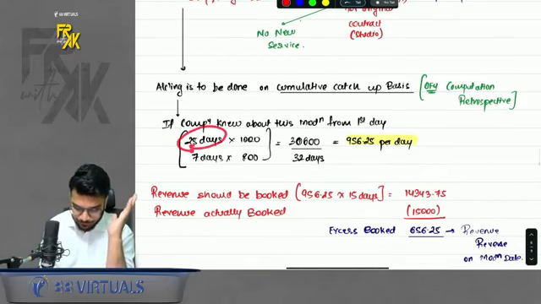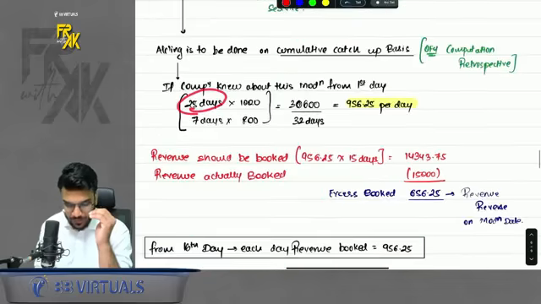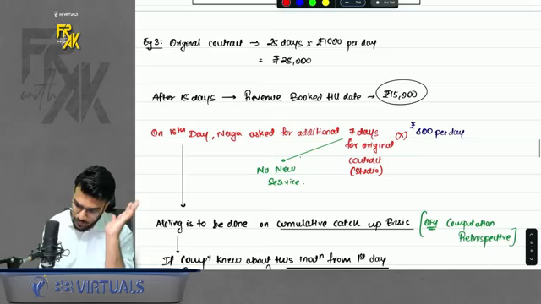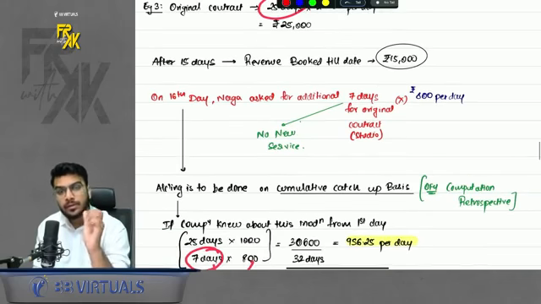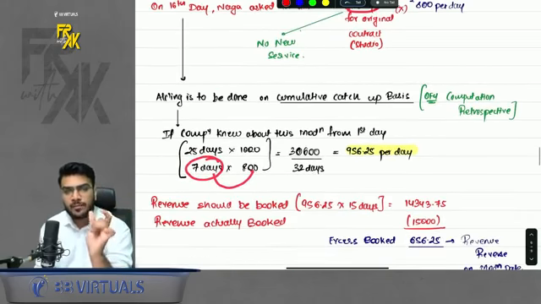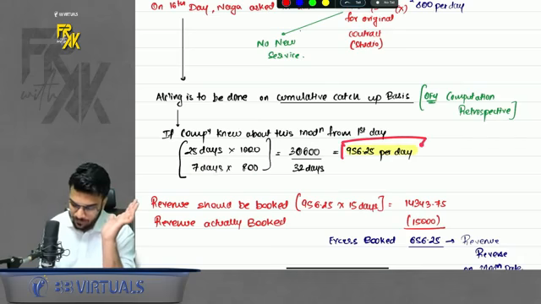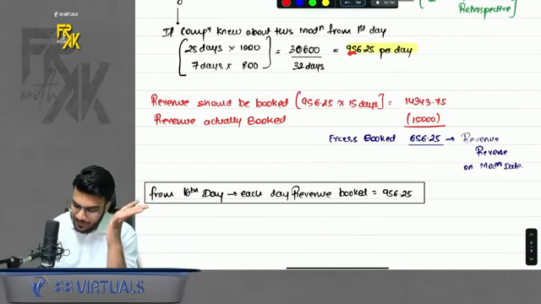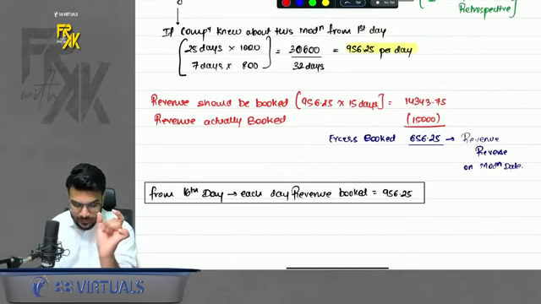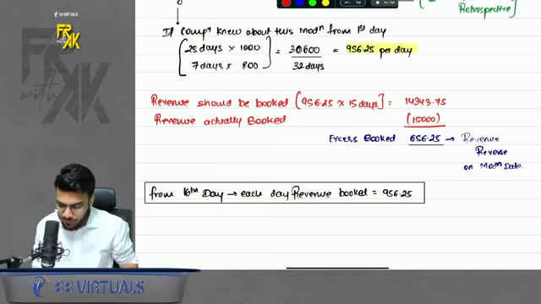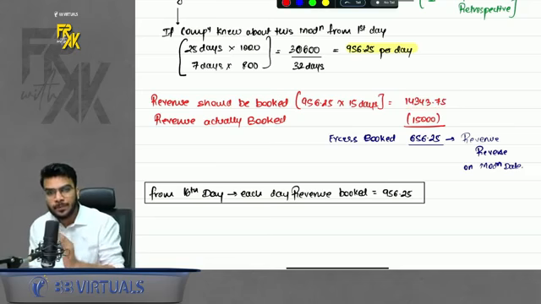So it was simple. We will take 25 days into 1000 and 7 days into 800. Basically, compute the average rate per day, assuming that we had this information from the first day. So what would have been the per day revenue? It would be 956.25. Okay. So now you will see, if I had this information from the first day, in the initial 15 days, how much revenue should I have booked? I should have booked this much, 14,343.75.